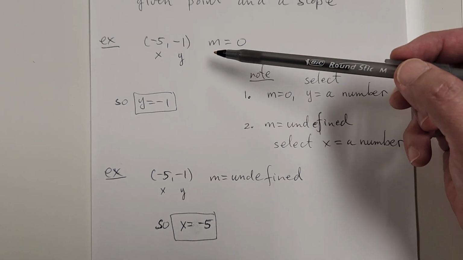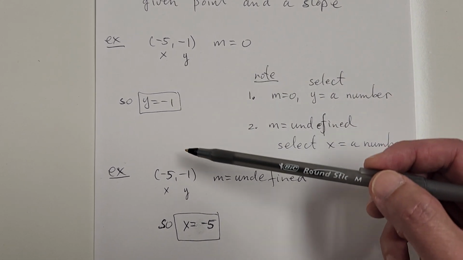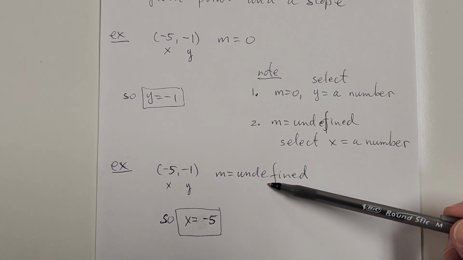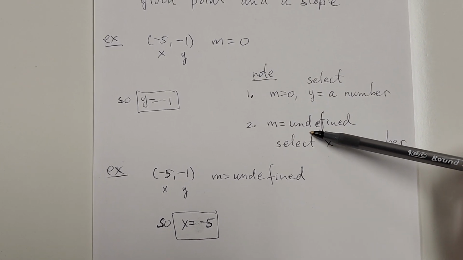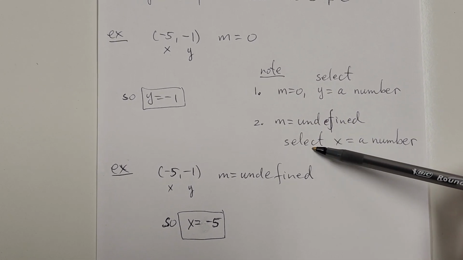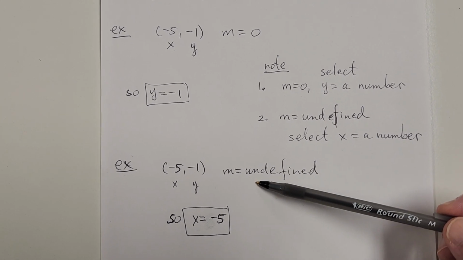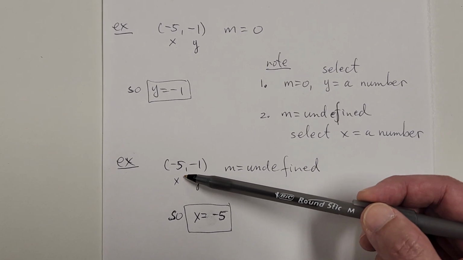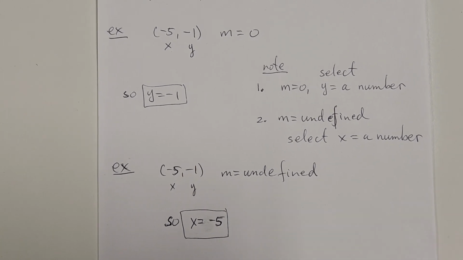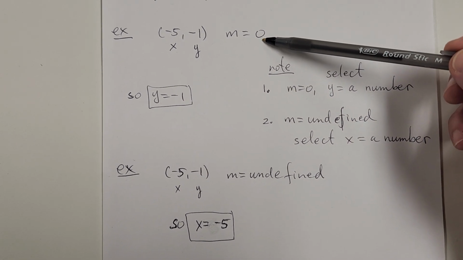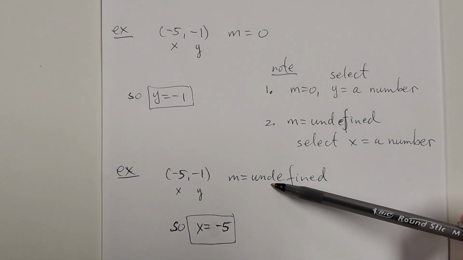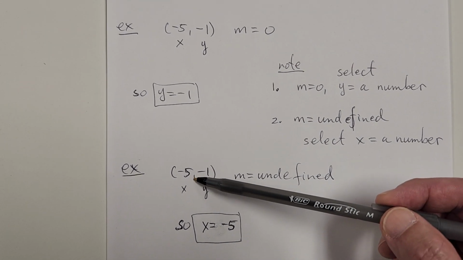Next example, I'm using the same point, (-5, -1), but this time my slope is now undefined. So based on our information, if the slope is undefined, select x. So if our slope is undefined, we will select x, and x is -5, so that is our equation. One more time. If our slope is 0, we will select y. If our slope is undefined, we will select x.